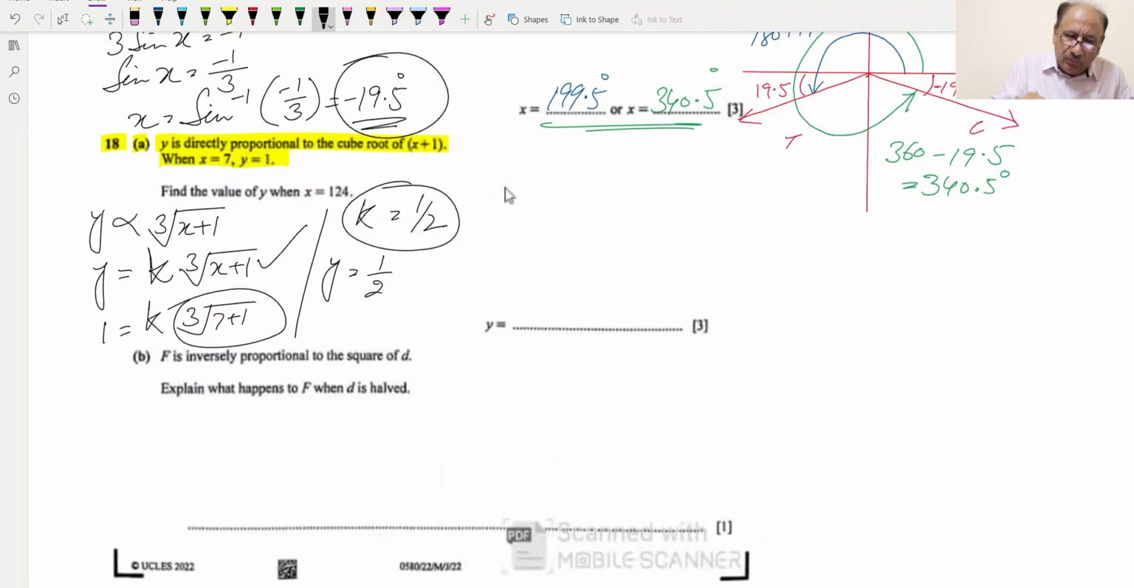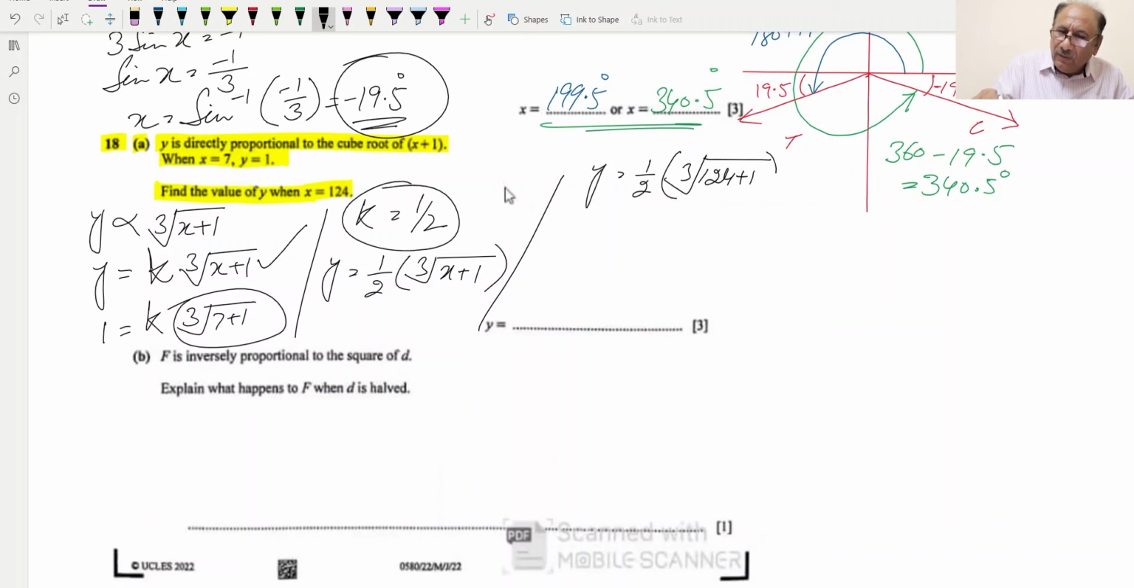This value of k we can replace in this equation, and we will get y is equal to 1 by 2 into cube root of x plus 1. And now the last line of the question: find the value of y when x is equal to 124. So value of y when x is equal to 124: 1 by 2 into cube root of 124 plus 1.